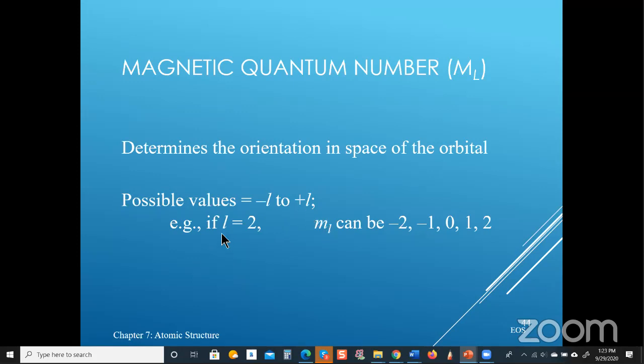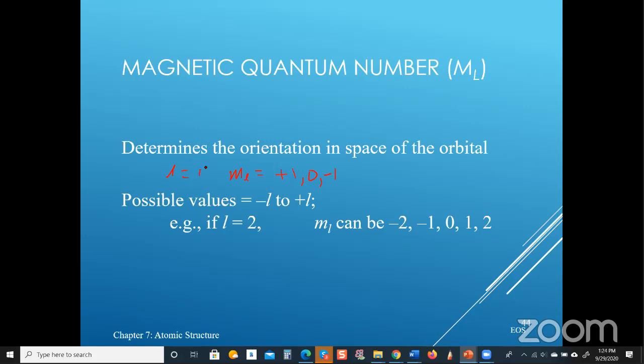So for example, if L is equal to 2, then the possible values of ML will be minus 2, minus 1, 0, 1, 2, all right? And what that tells us is that for the orbitals for which L is equal to 2, there are 5 of them. Each of these numbers represents a separate orbital within the L equals 2 sublevel, all right? Let me give another example. If L is equal to 1, then the possible values of ML would be plus 1, 0, minus 1, all right?